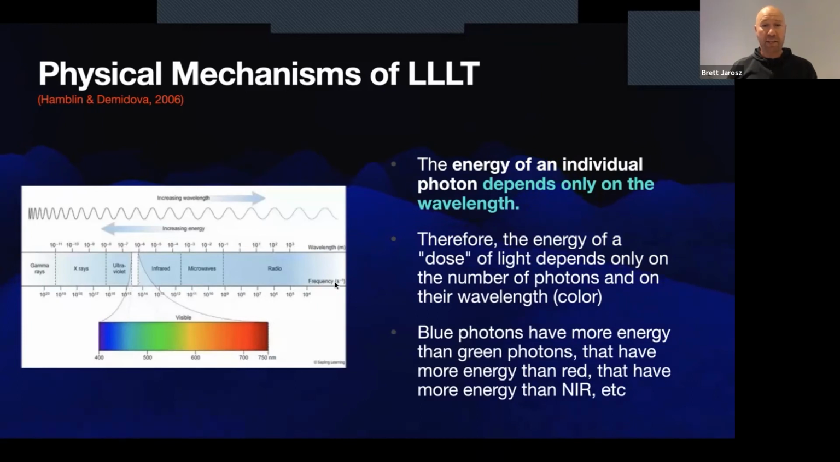But the energy of an individual photon depends only on its wavelength, through all of those different wavelengths we've got, radio to gamma rays. And if we're looking at the visible light aspects, we know that blue photons have more energy than green, which have more energy than red, which have more energy than infrared, etc.